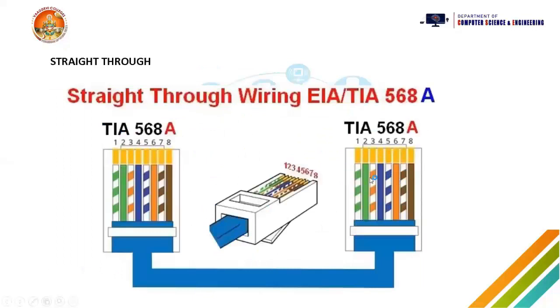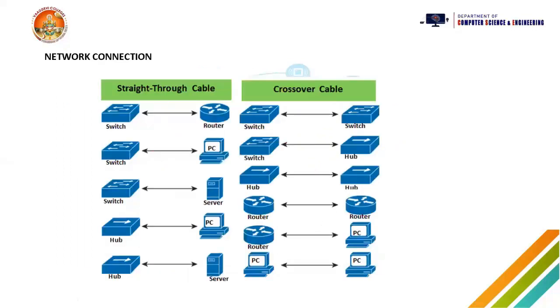Now, network connections. Basically we have two types: one is the straight through cable and the second one is the crossover cable. In a straight through cable, we connect dissimilar devices, that is, devices which are different. You can say switch and router, they are two different devices. Switch and PC, different devices. Switch and server, different devices. Hub and PC, different devices. Hub and server, different devices. So straight through cable connects different devices.